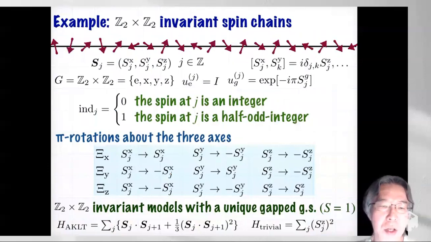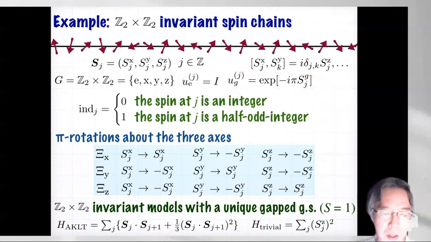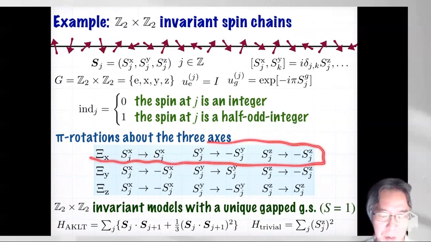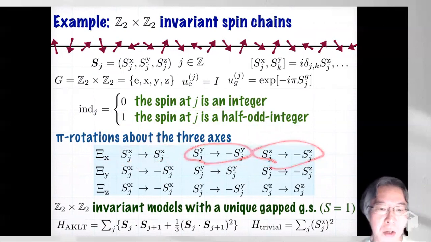Of course, very important examples are Z2 cross Z2 invariant chains. So we have this infinite chain, and on each site we have spin operators, and the projective representation of Z2 cross Z2 is given this way, as I discussed before. And here's the spin index. It's very simple. The spin index is 0 if the spin at J is an integer. The spin index is 1 if the spin at J is a half odd integer. Okay. And these are the pi rotations of the operators. And of course, this is pi rotation about X. And so Sx does not change, then Sy and Sz change their signs.